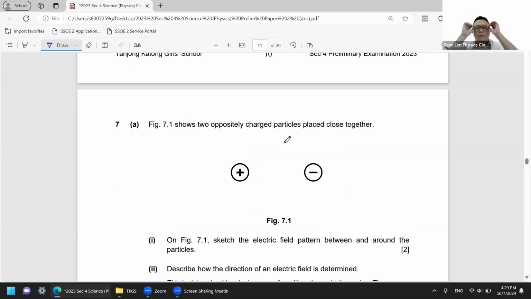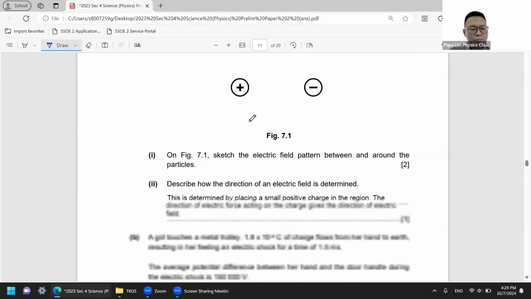Question 7 looks at electrostatics, drawing electric field patterns. Whether it's electric field patterns or magnetic field patterns, the standard field patterns are ones students are required to know, and to know how to draw correctly. This one I won't go through much. The answer is exactly the same as in your textbook.